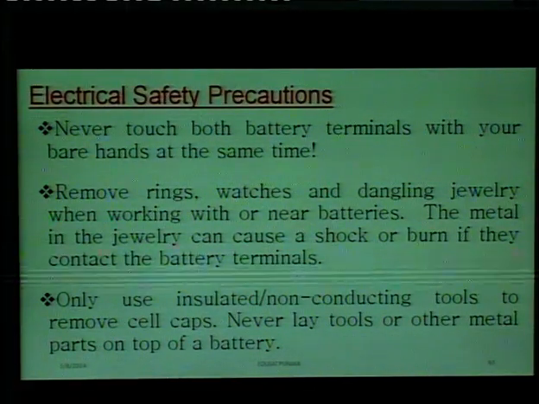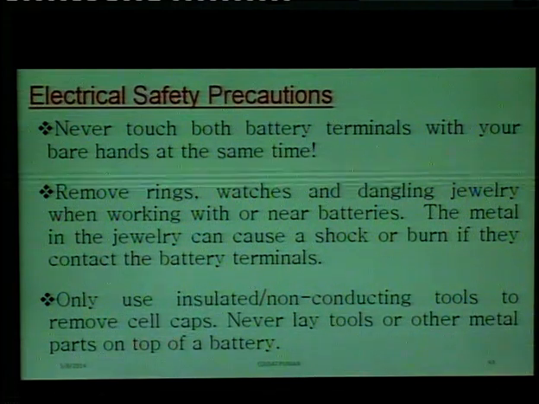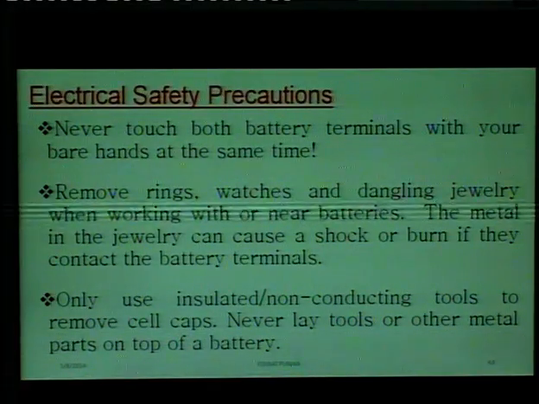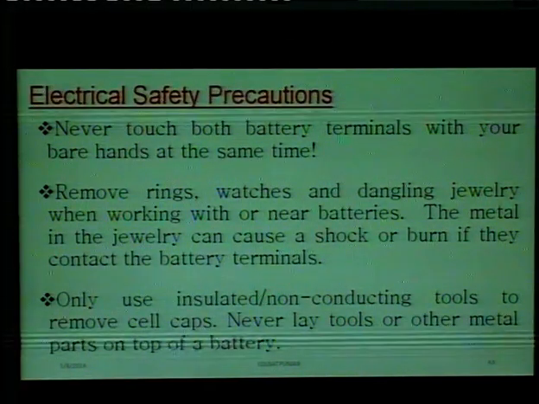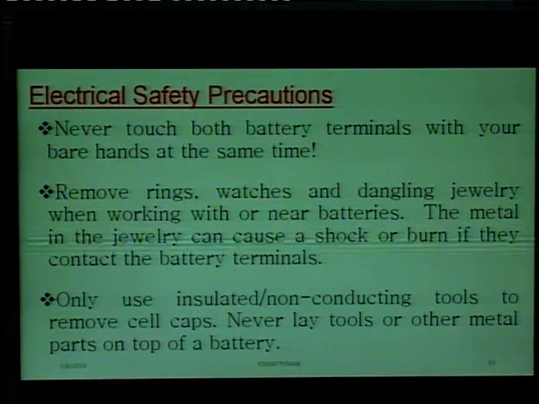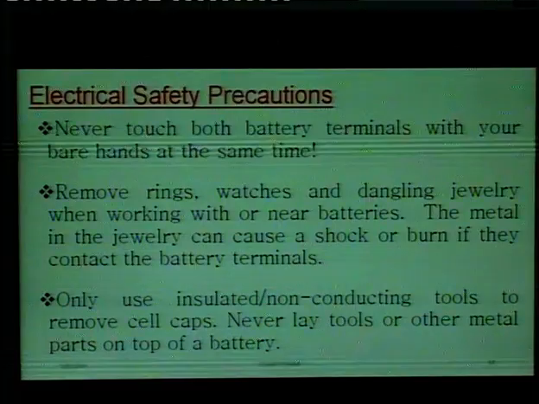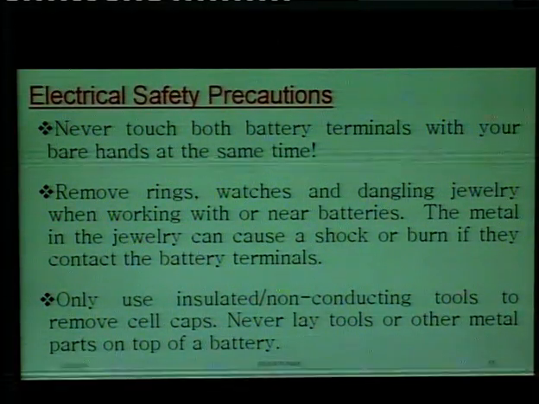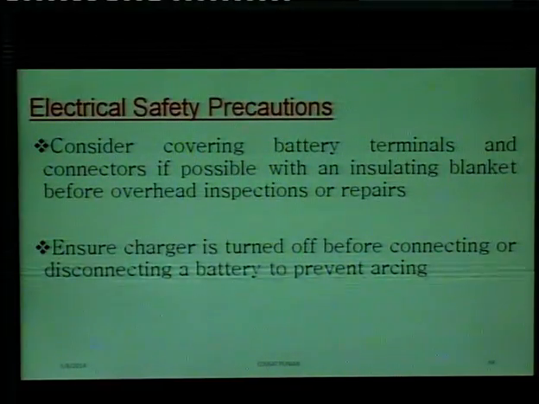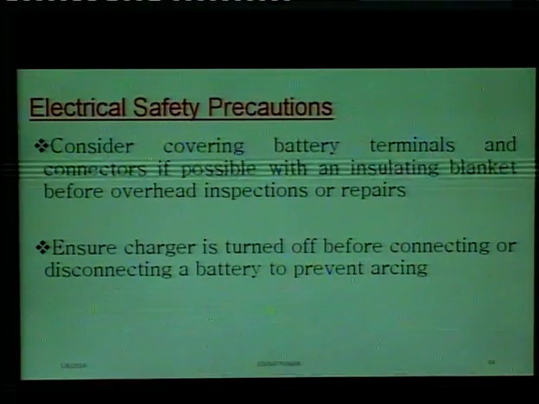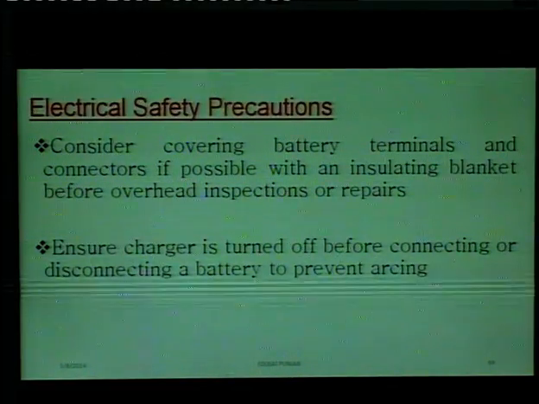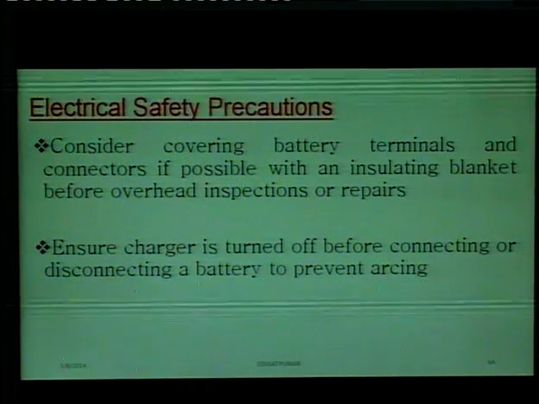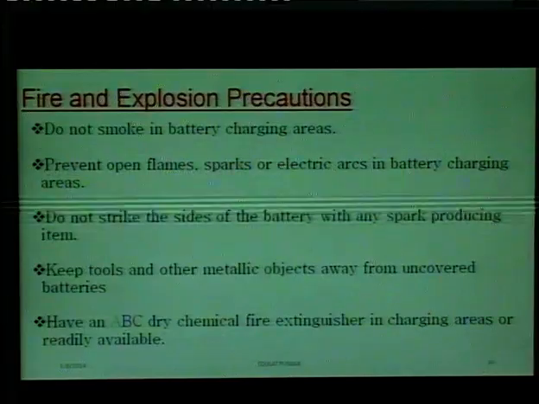Never lay tools or other metal parts on the top of the battery. Sometimes we keep pliers or screwdrivers on top, we should not keep the tools on top of the batteries. Sometimes by chance, by accident, they can touch the terminals of the battery and cause shock to the operator. So consider covering battery terminals and connections if possible with an insulating blanket before overhead inspection or repairs. Ensure the charger is turned off before connecting or disconnecting a battery to prevent arcing.